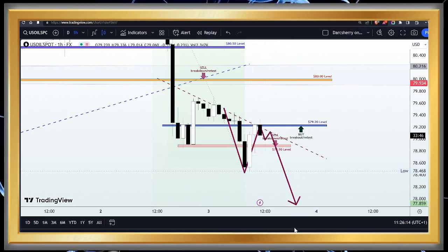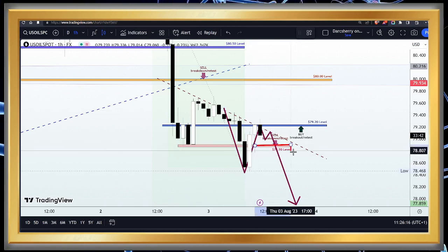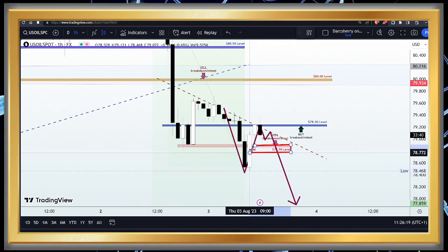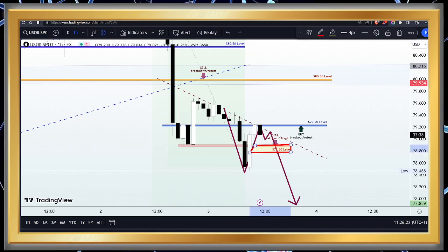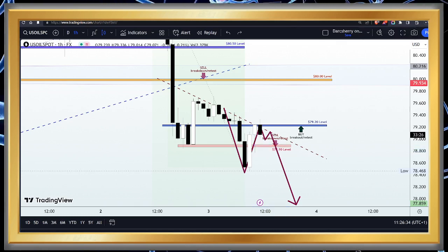So if you had missed out on that first opportunity, a sell stop order anywhere below the $78.90 level seems most appropriate to join a bearish trend continuation to the downside. So that is how we are going to be managing a sell position from this current market structure.